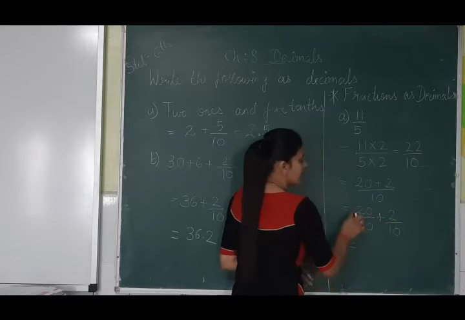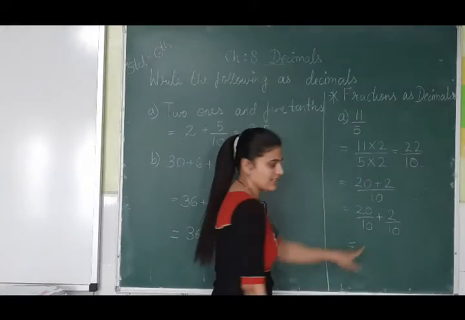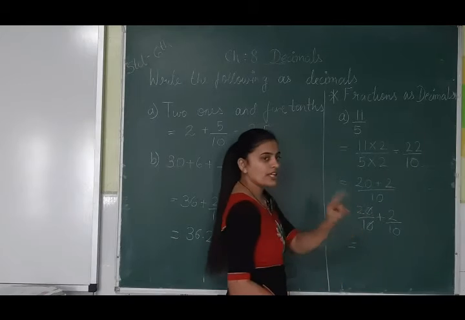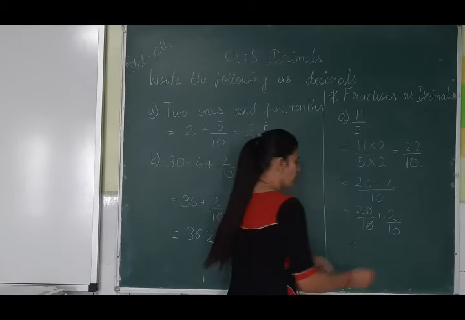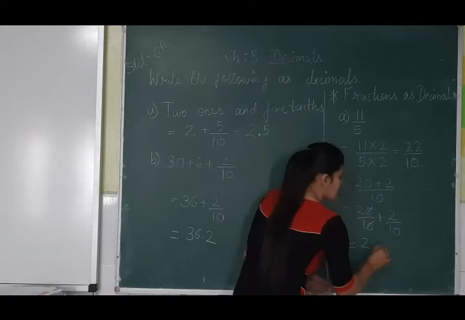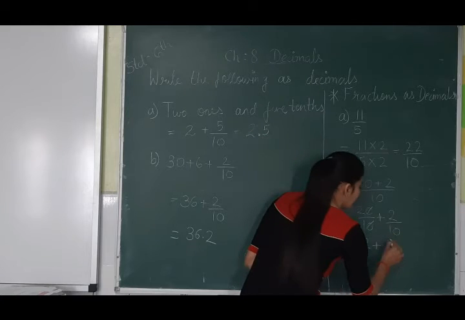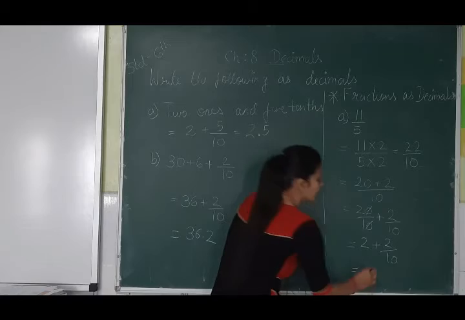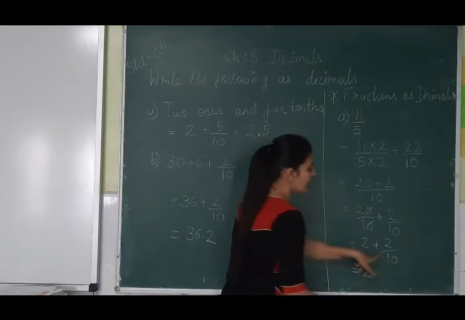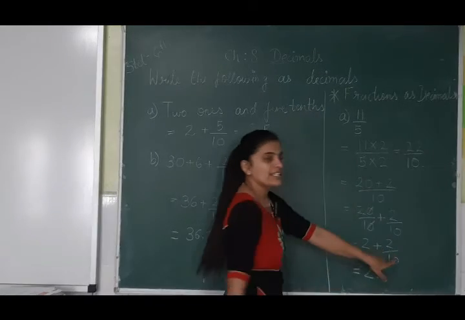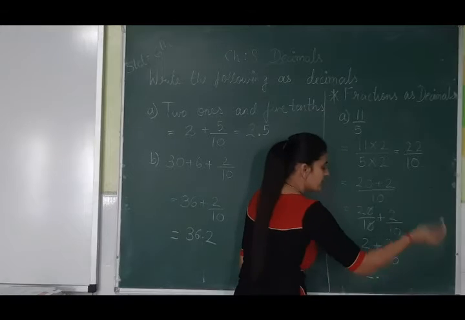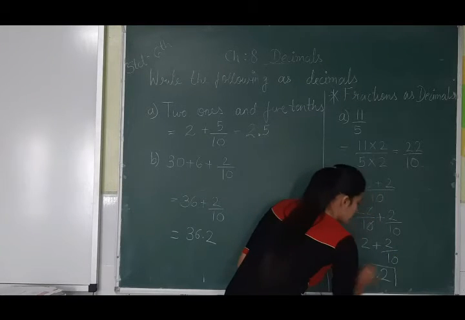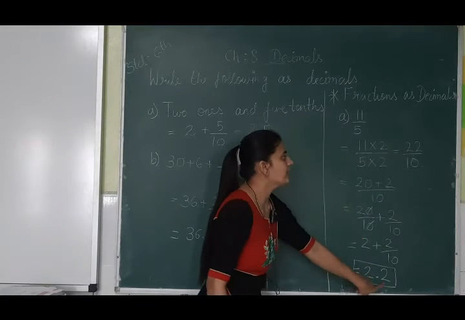It will be equal to 20 by 10, the 0s can be cancelled out. So remaining is only 2. 2 by 1 means 2 only. So 2 plus here 2 divided by 10. So the final answer will be 2, after that point 2, because 2 is at the tenths place. So after the point 2 will be there. So here you can see 2.2.